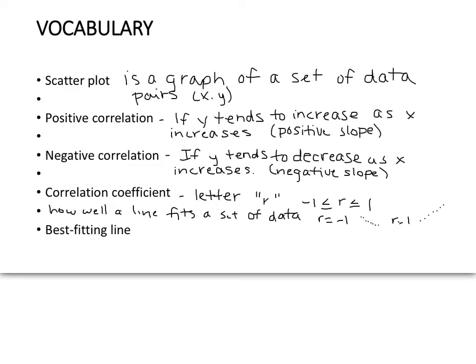A best fitting line, or sometimes it's called the line of best fit. Our book chooses to call it the best fitting line. It also can be called the least squares regression line. So the best fitting line is the line that lies as close as possible to all the data points.